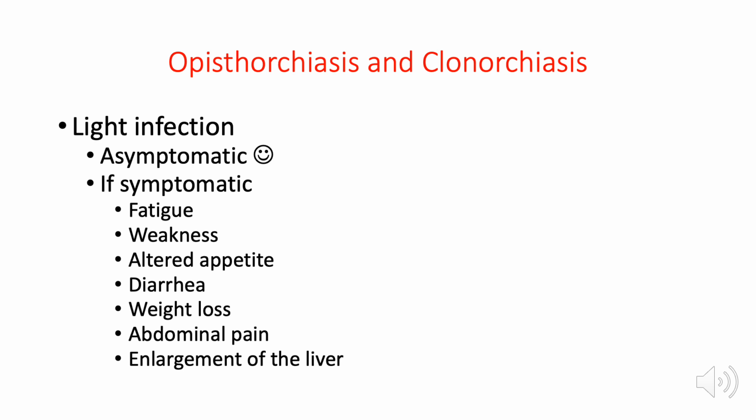In light infection, most of the time, patients are asymptomatic. Should the patient become symptomatic, the patient might complain of fatigue, weakness, loss of appetite, some episodes of diarrhea, and maybe because of the loss of appetite and diarrhea, some of them will have weight loss, and there could be also abdominal pain and enlargement of the liver.